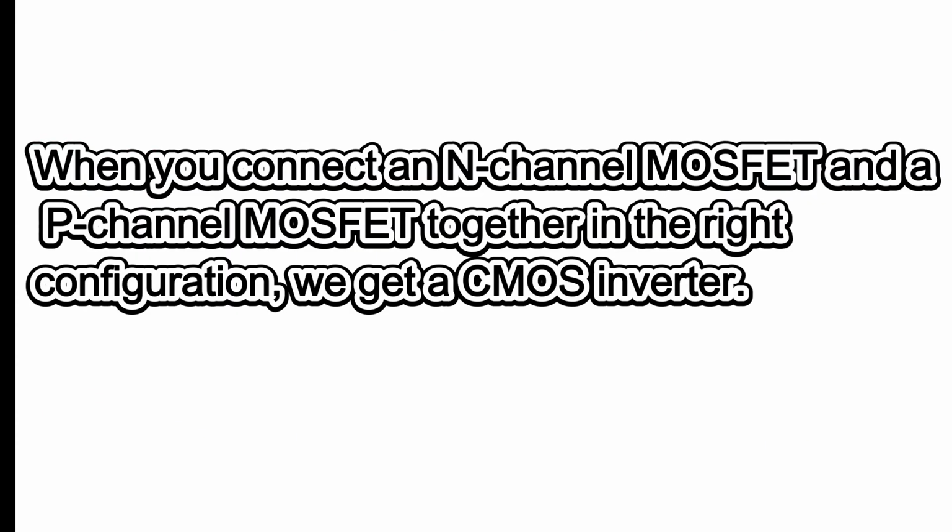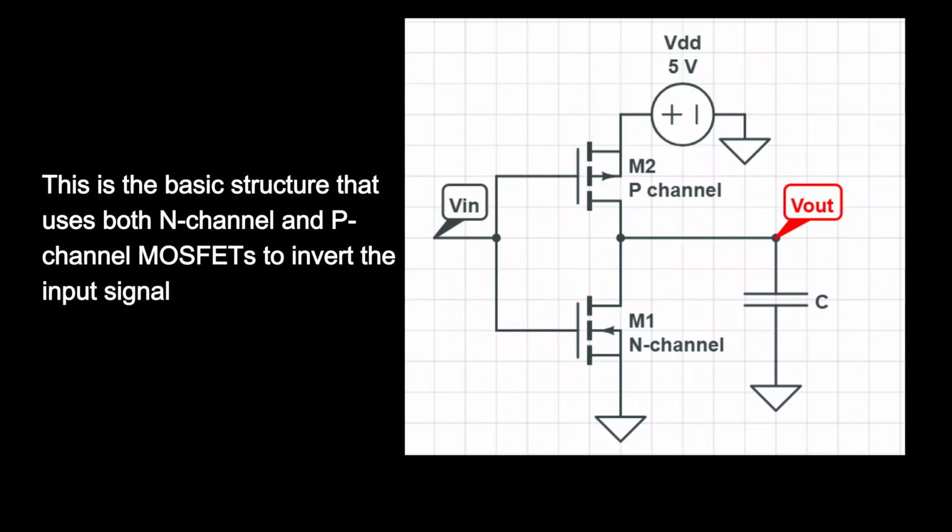Now, when we connect an N-channel MOSFET and a P-channel MOSFET together in the right configuration, we get a CMOS inverter. Here we can see the CMOS inverter circuit. This is the basic structure that uses both N-channel and P-channel MOSFETs to invert the input signal.